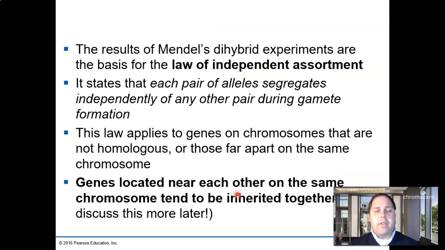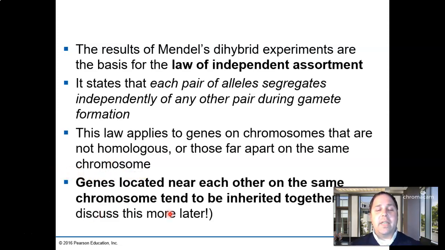So the law of independent assortment specifically says that any pair of alleles segregates independently of any other pair during gamete formation. Again, if you think about meiosis, this should make sense. The challenge is that this is not always true. Just hang on to that idea for right now.